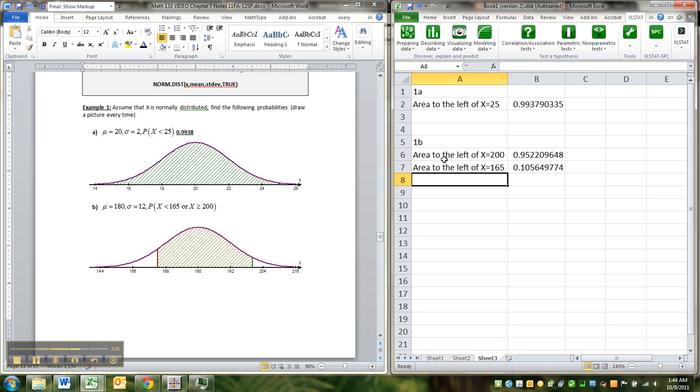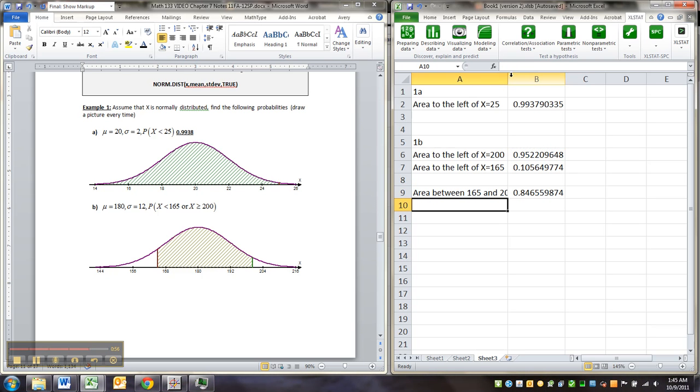And then, if this is the area to the left of 200, that means all this shaded area here plus all this left tail area over here. And then what I found in this one, area to the left of 165, is this little white area right here. So the shaded area is going to be between 165 and 200. That'll be the difference of this number minus this number.